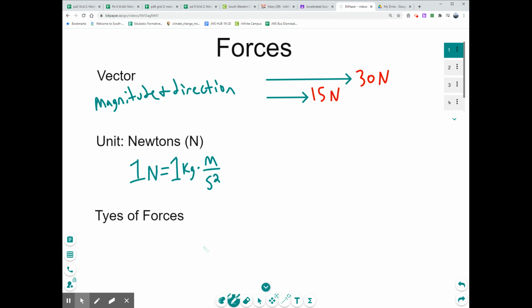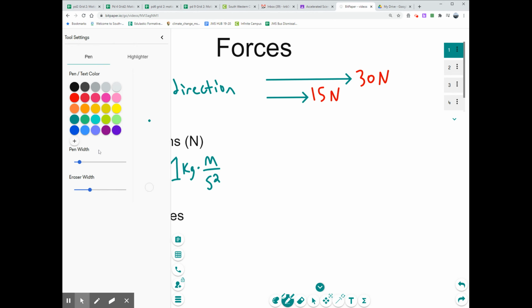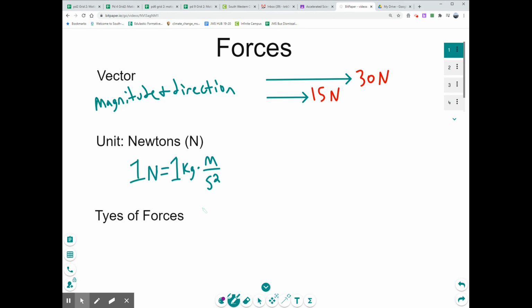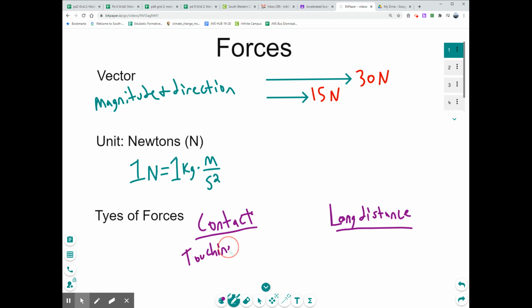Okay. All right. So, what are the types of forces? There are two different categories that we put forces into. There are contact forces, which are the forces that involve touching. So, objects need to be touching. And then there are the long distance forces, or the range forces. Sorry, I'm having a hard time making letters. That looks like larg. Long distance forces. So, contact forces involve two objects that are touching.